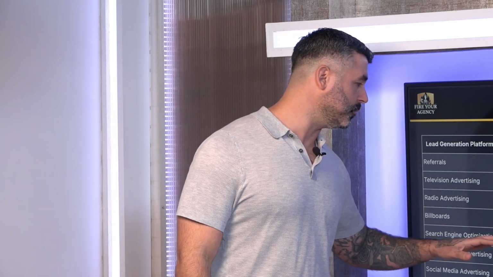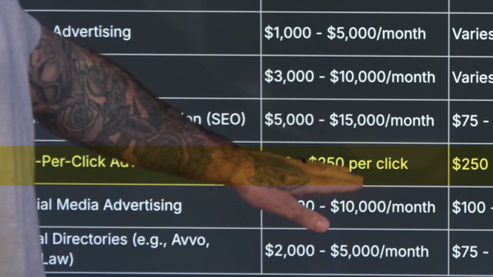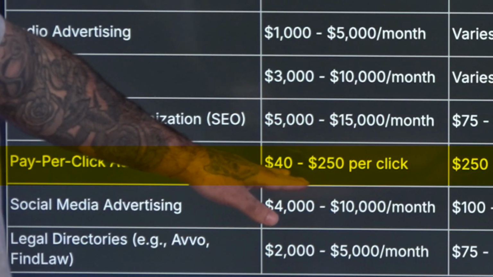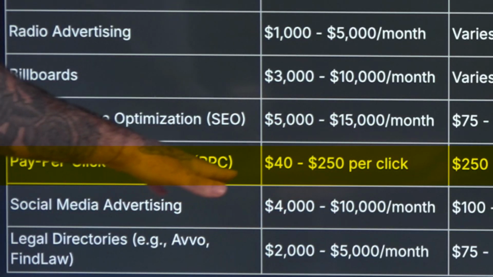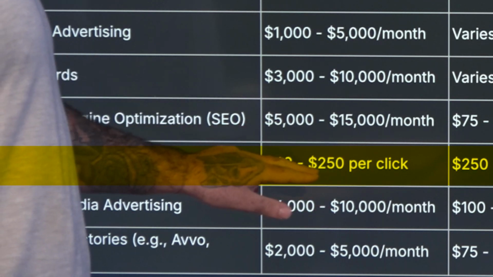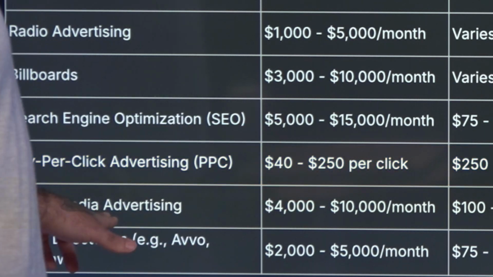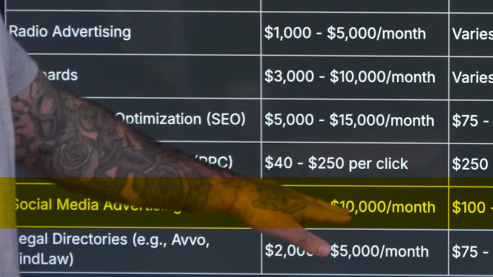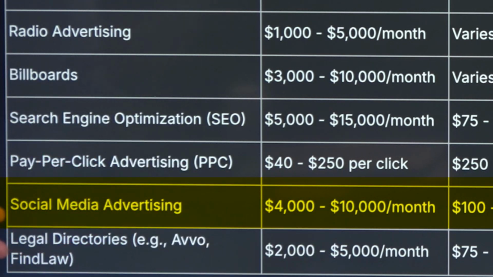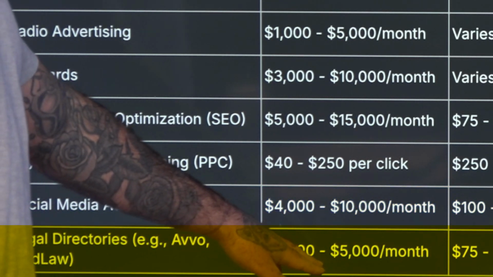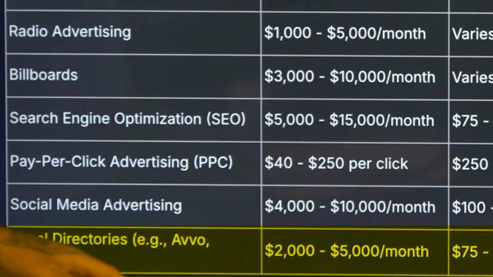So when it comes to pay-per-click, there's a monthly fee, but I broke this down per click just so you can see the discrepancy. It's usually going to be on the higher end. The keywords that you want are going to be around $250 per click. Right? Social media advertising, $4,000 to $10,000 a month. That includes the advertising cost plus the agency fees if necessary. And then legal directories are going to be a little bit cheaper, $2,000 to $5,000 a month. We'll talk about all these now.